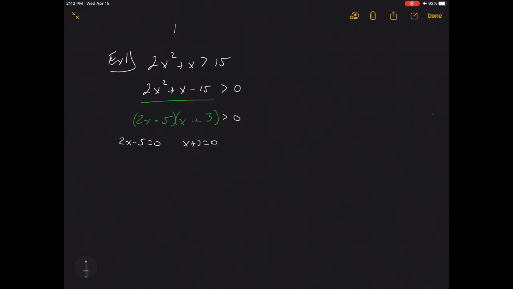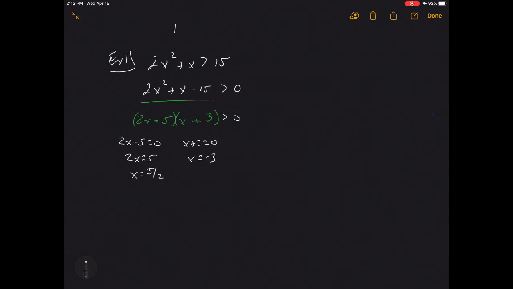On the first one, we'll add 5 to both sides. And then we'll divide by 2. So we get a boundary point of 5/2. On the other one, we just simply subtract 3. And we have a boundary point of -3.